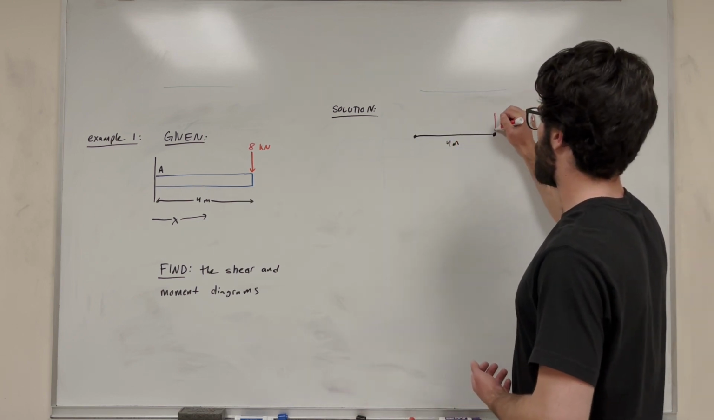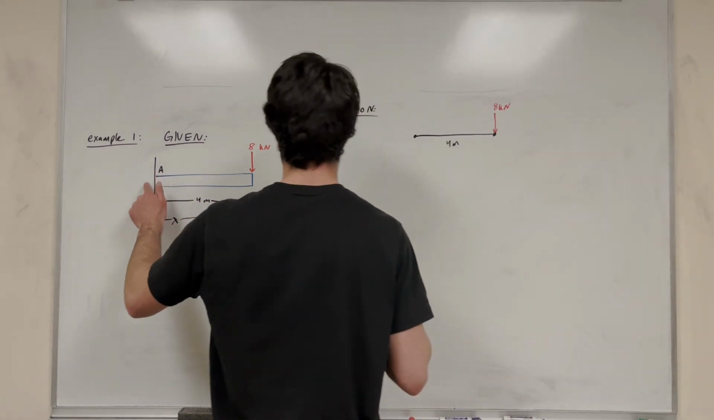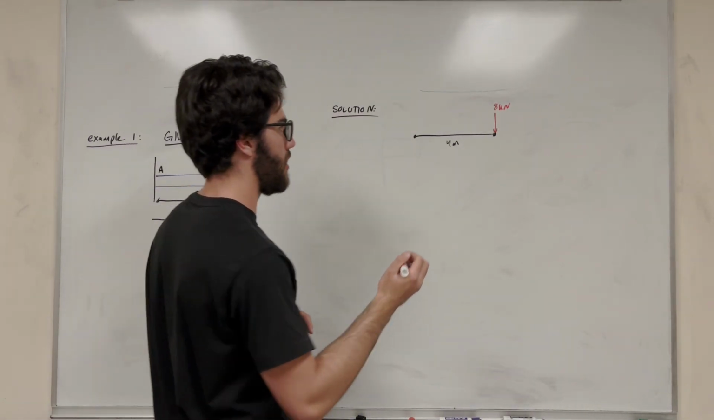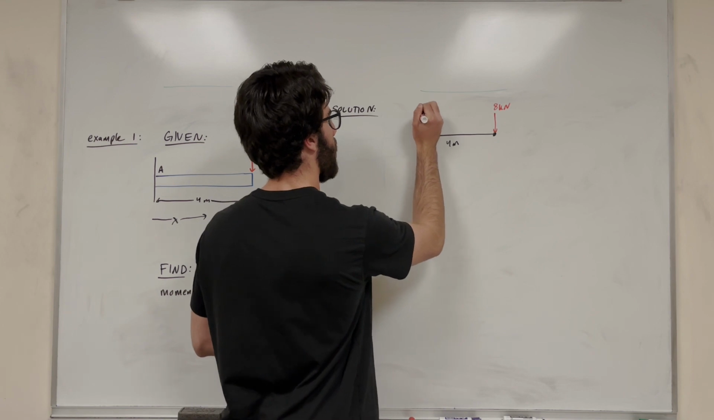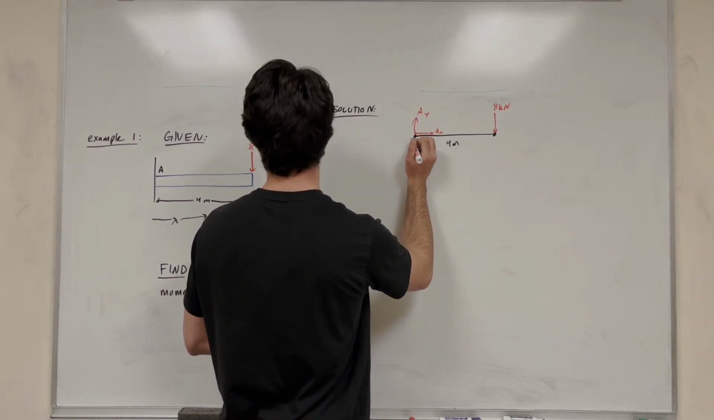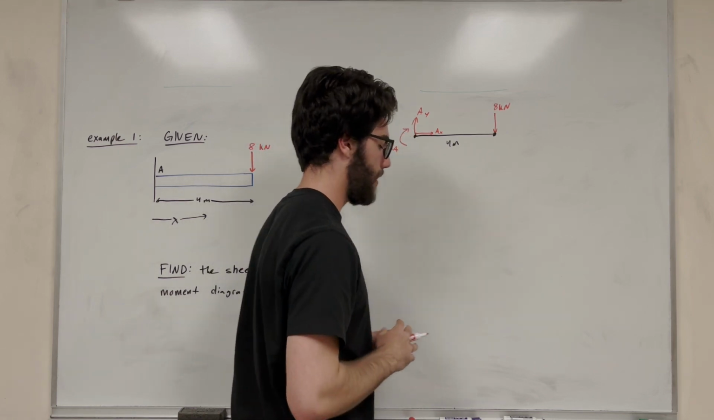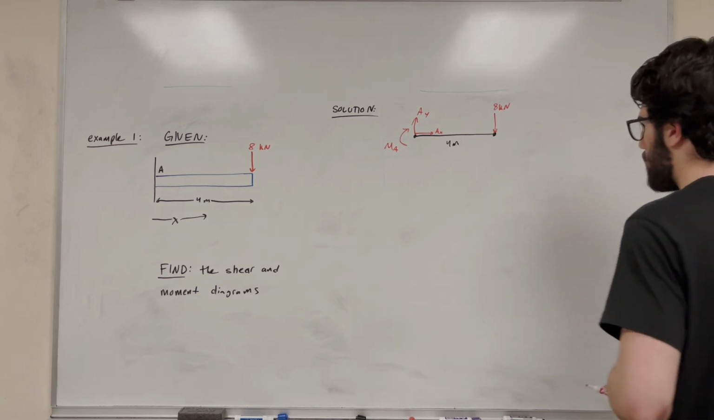So we have the 8 kilonewton force pushing down. Then of course at A, we have a rigid support in the wall, so it's going to have 3 reactions. It's going to have A_y, A_x, and the moment at A, which we're going to draw like this. That's what we have here. So now let's go ahead and find them.